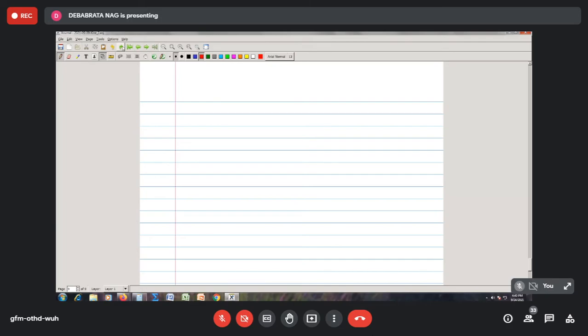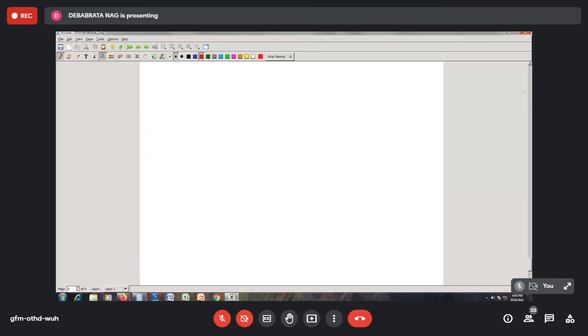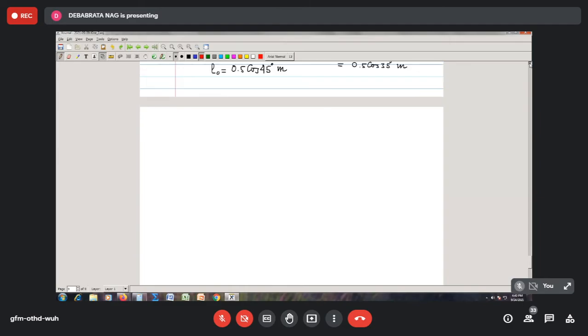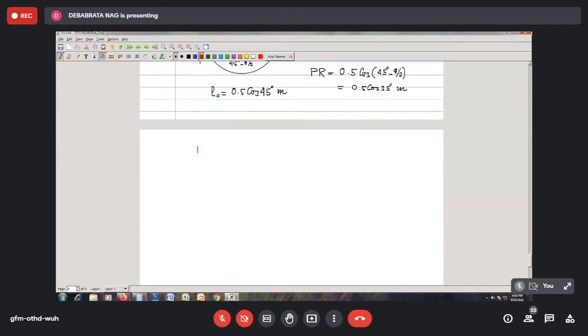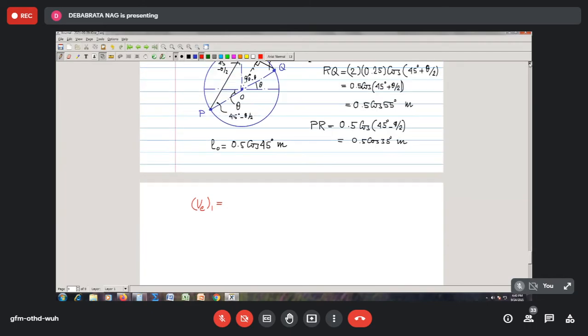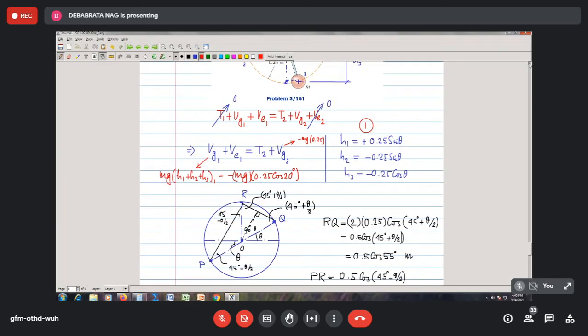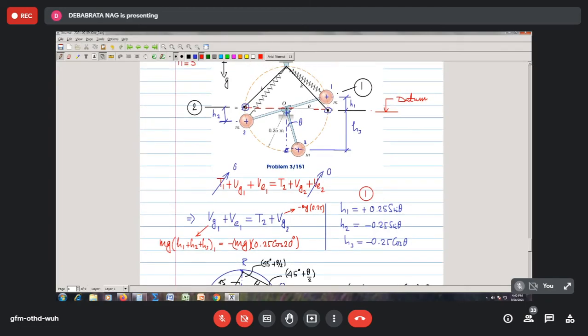So I say V1 will be equal to how much? Please solve with your own calculator, everyone. We should check our answer. V1 will be equal to how much? V1 means for this spring and for the second. So two springs we need to calculate.